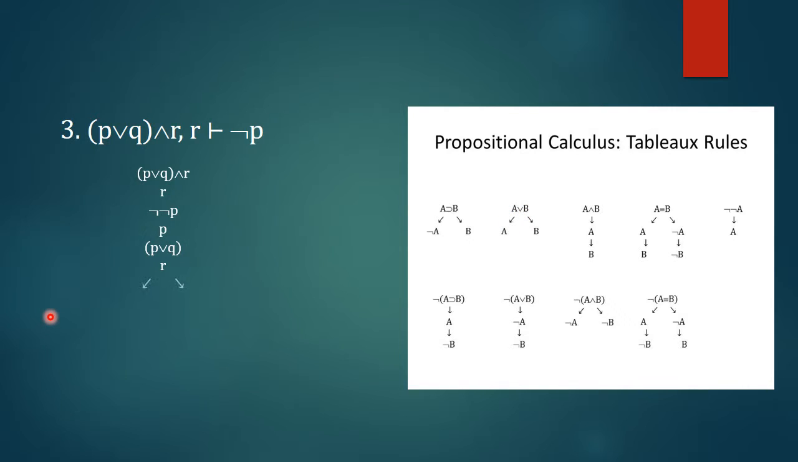They're going to split: P, Q. I start up here, P, no contradiction there. R, no contradiction there. So this is an open branch. Now, I could stop right here. I don't really have to evaluate the other side, but I'll do it just for fun. But as long as at least one of them is open, then this is an invalid argument.